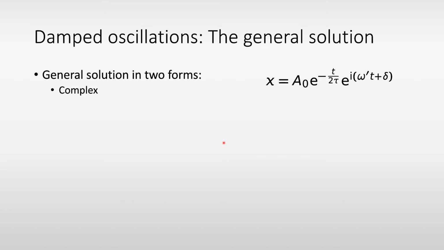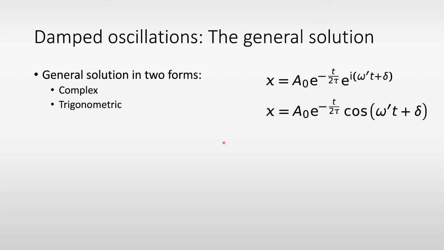The general solution of damped oscillation comes in two forms. We have our complex form, as we described earlier, and we have its trigonometric form as well.